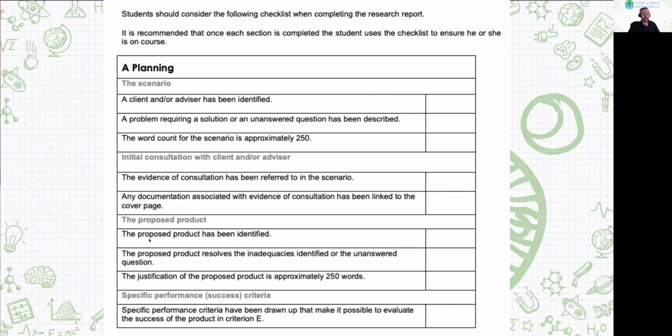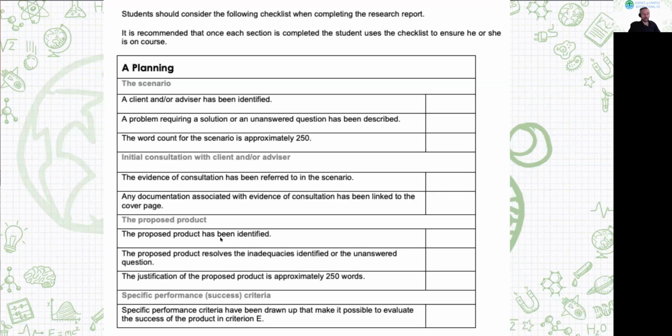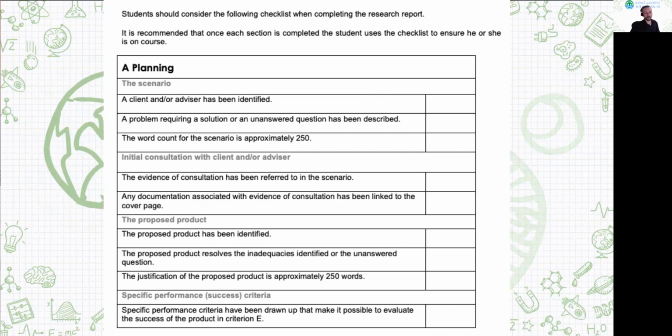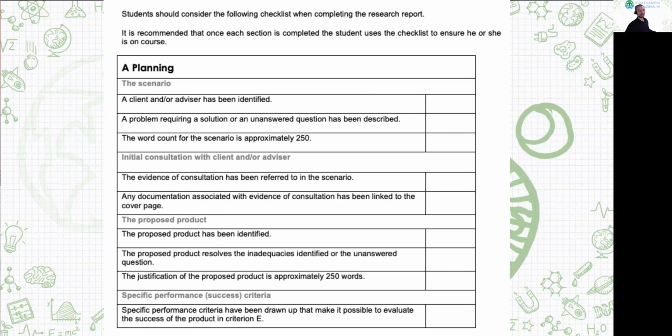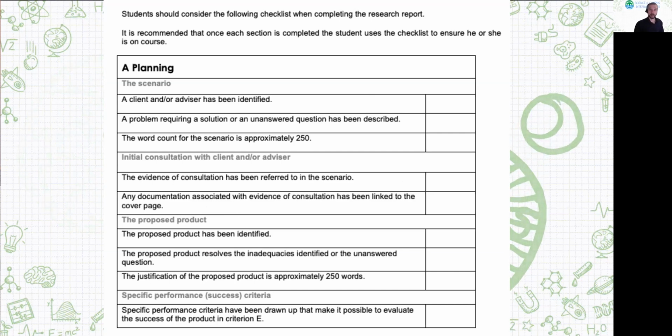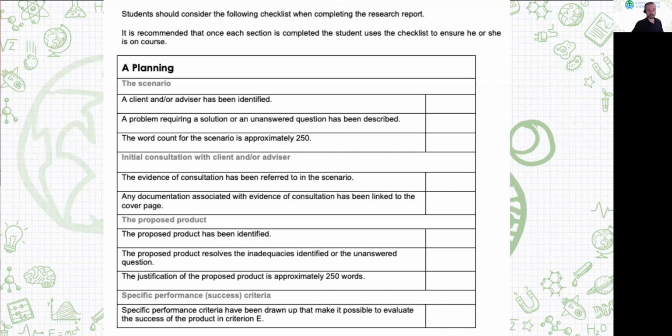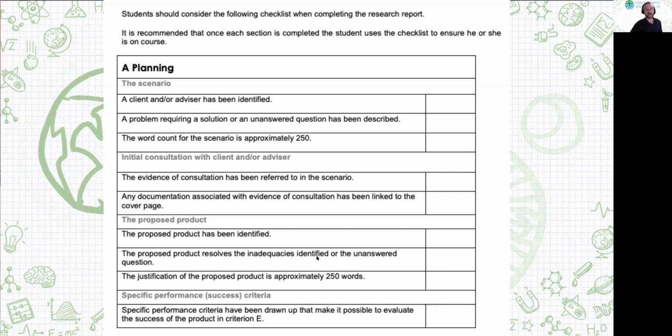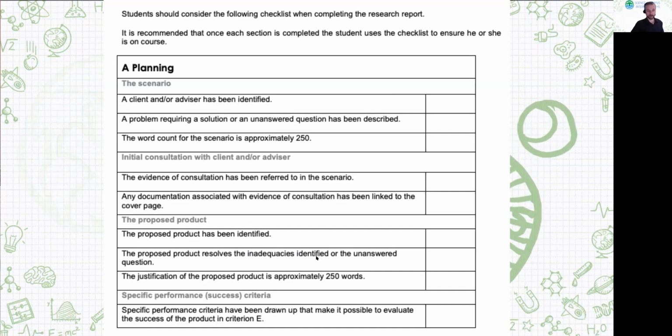You need to identify what your product is going to be, what the program is going to be. This is the part where you're going to outline what your program is going to do. It is not going to be a detailed description of every single step of what your program does, but it is going to talk about the inputs and outputs. It's going to talk about how the user navigates through this particular program, how it resolves the inadequacies identified, meaning how does it actually help the user. And again, it'll be about 250 words.